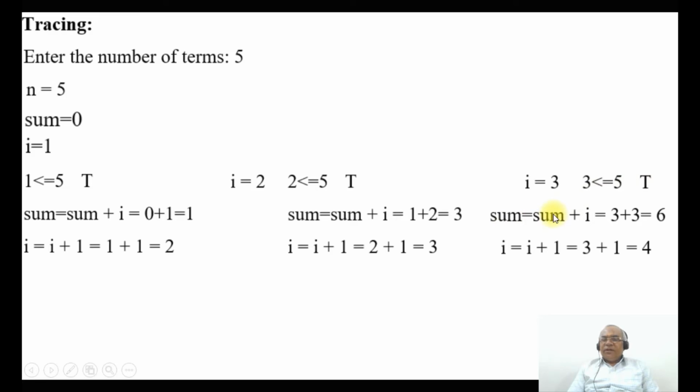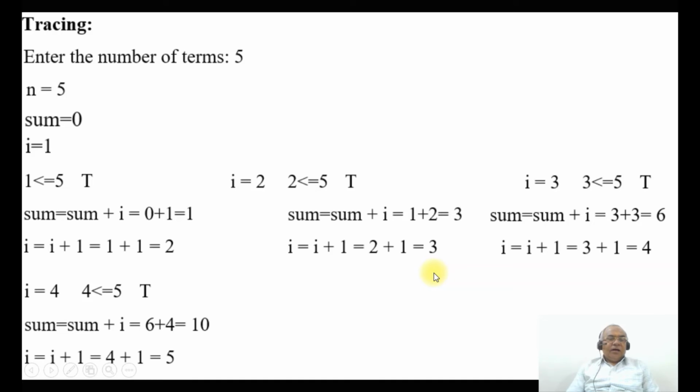It is true. Sum will be equal to, what is the previous value of sum? The previous value of sum is 3. 3 plus 3 becomes 6. So I is equal to I plus 1, that is 3 plus 1, it becomes 4. Then I is equal to 4. Is 4 less than or equal to 5?